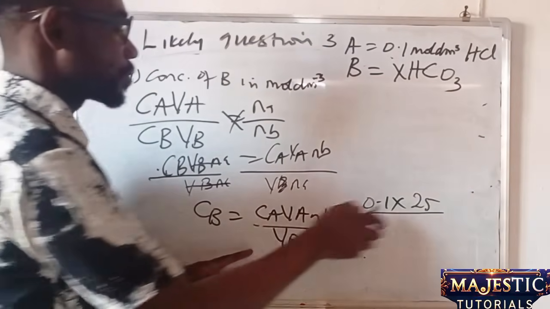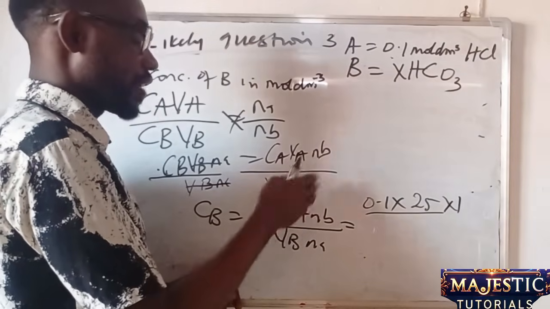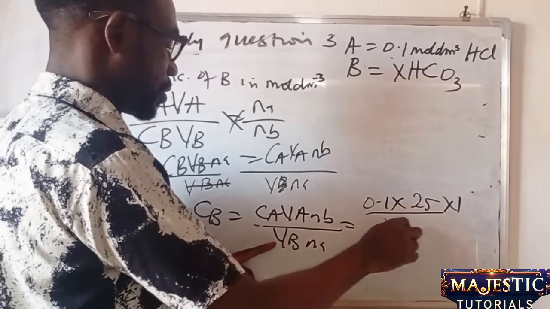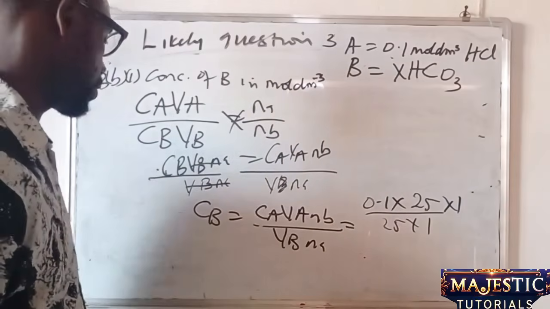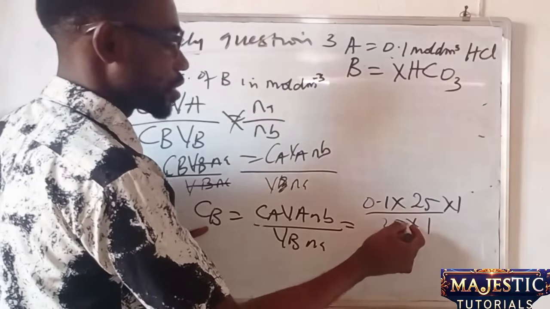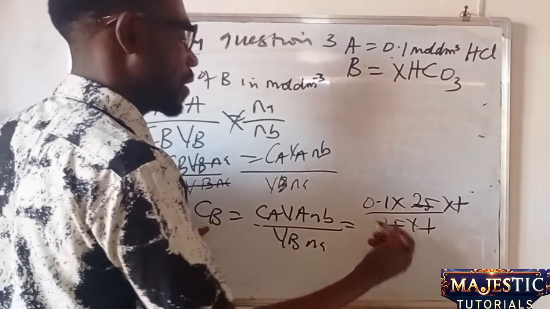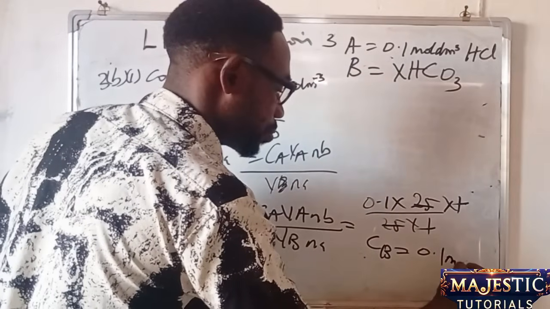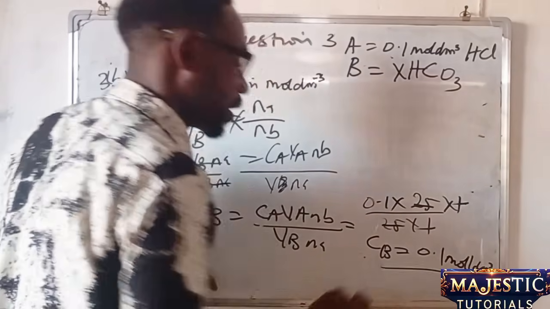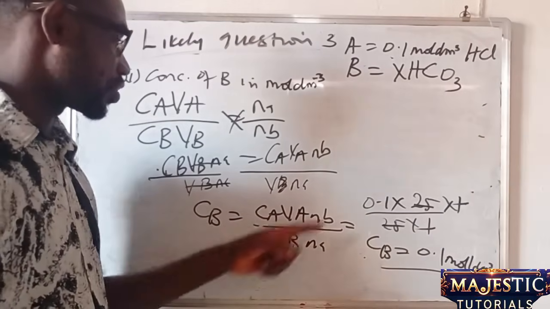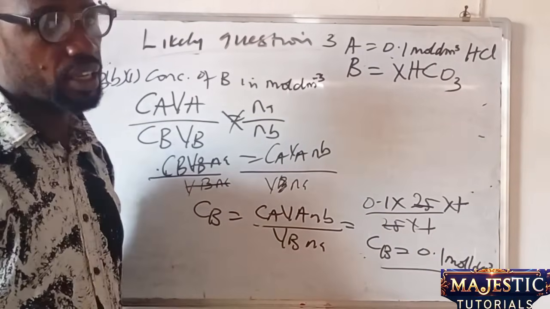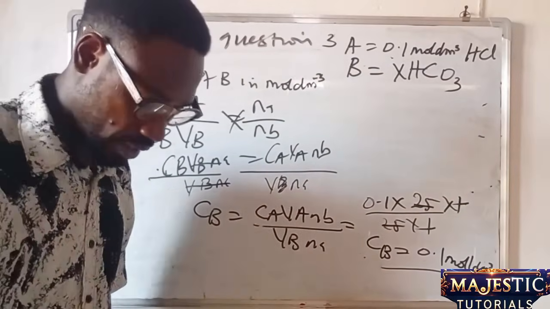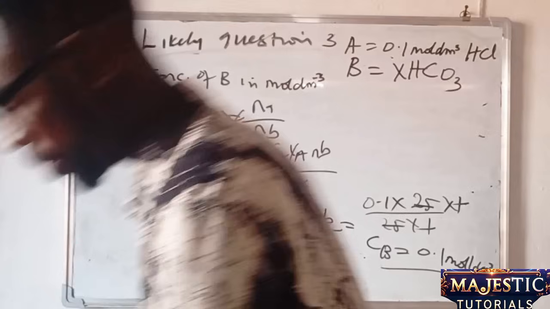0.1 times 25 times 1. Why use 1? Because NB, the mole ratio of acid and base, is 1:1. Then divide by what? 25, which is VB, also times 1. So this is very easy to do now. Our CB will still be the same thing because this is 25 divided by 25. You cancel that, so that CB will remain the same as CA. So remember to write mole per dm cube. I warn again, if your end point is not 25, your CB cannot be the same as CA again, exactly. But keep working with that value. So my CB now is 0.1 mole per dm cube. We go to the next question.